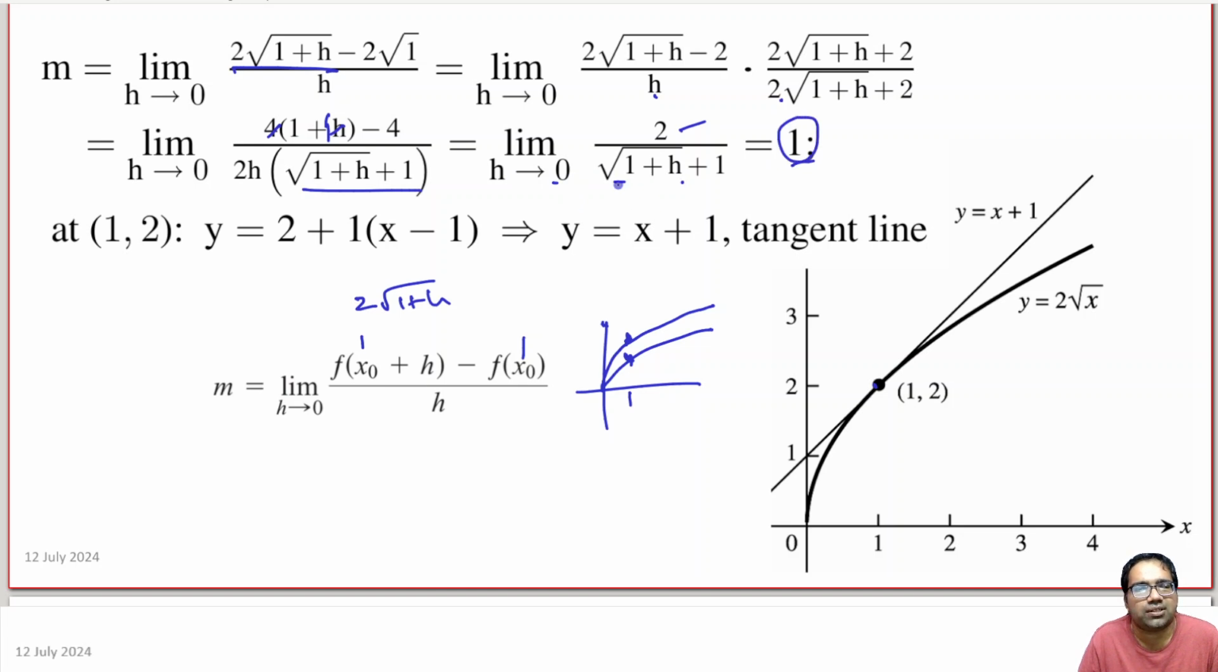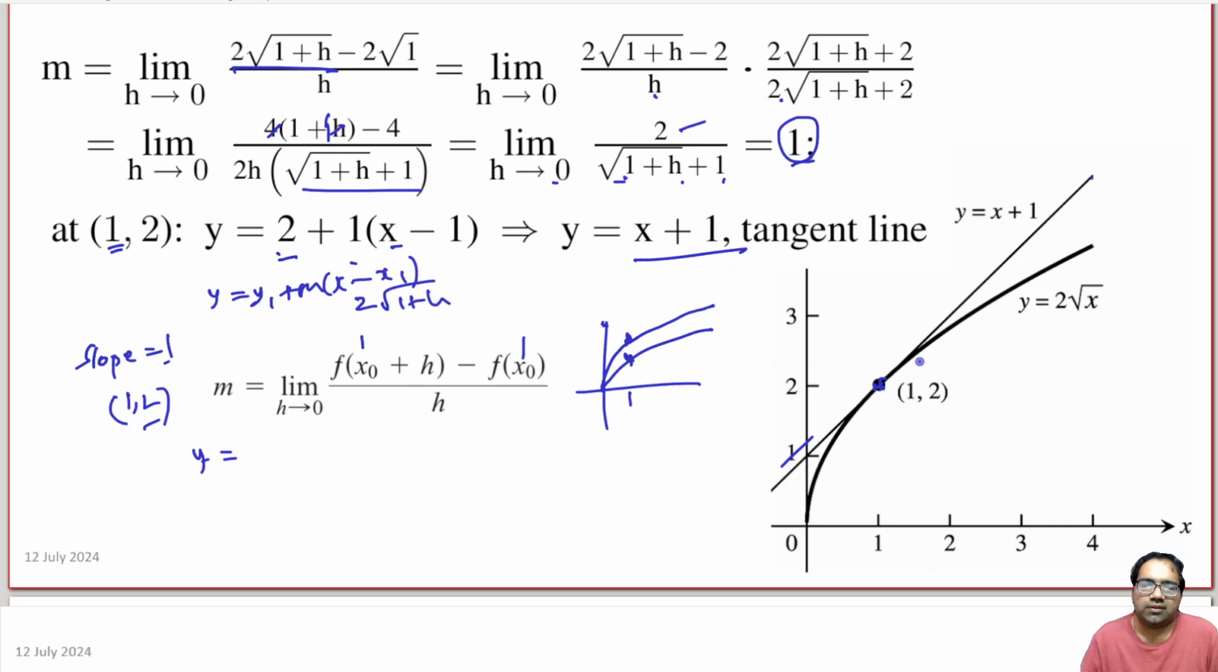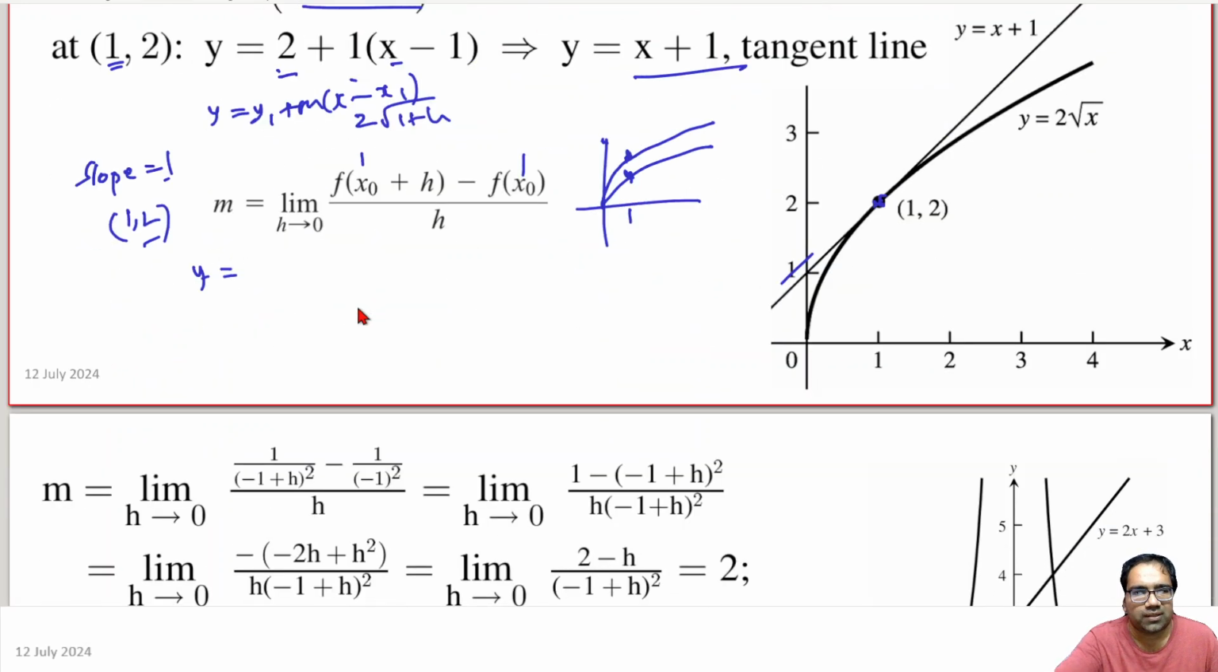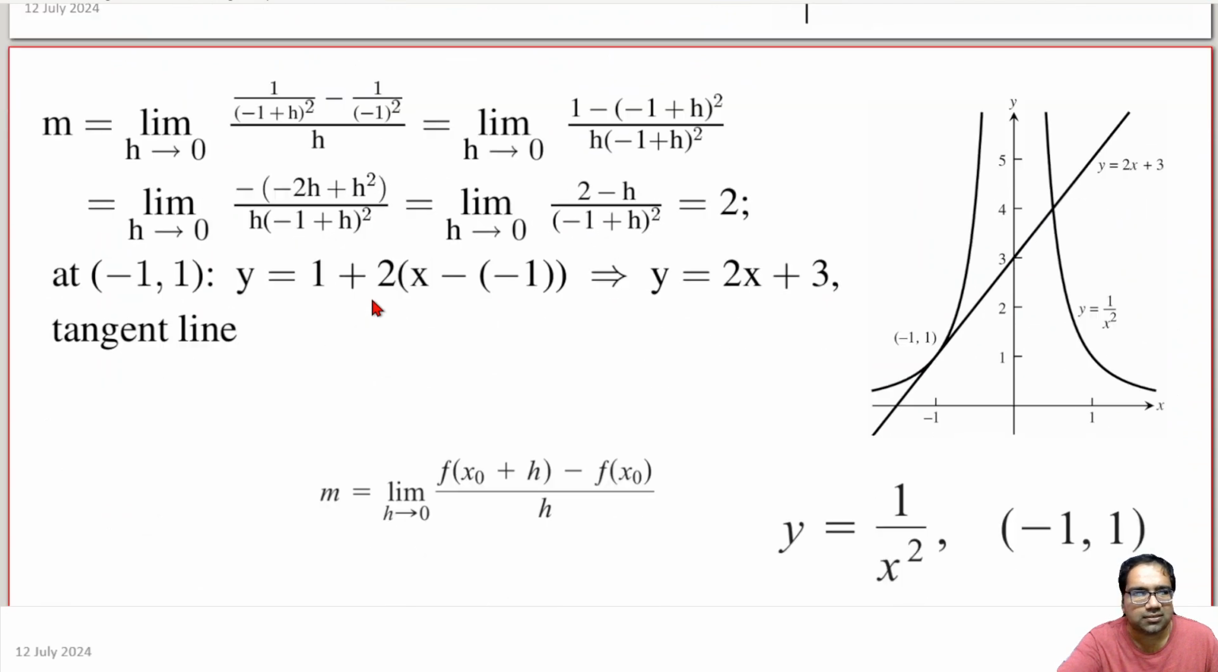When h tends to 0, this is under root 1 plus 1, which is 2. 2 by 2 is equal to 1. So slope is 1. And one point we know is (1, 2). So y equals y1, which is 2, plus slope 1 into x minus x1. What is x minus x1? x minus 1. So the equation of this line is y equal to x plus 1. That is this line at this point for this curve.